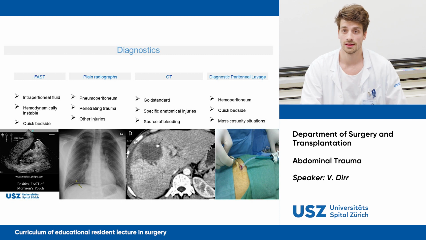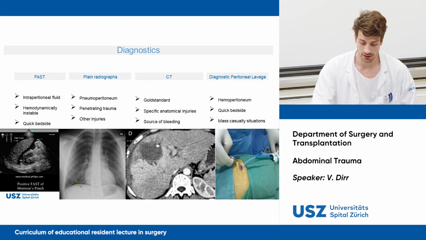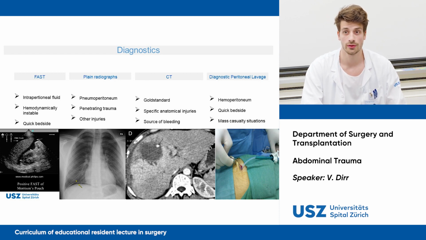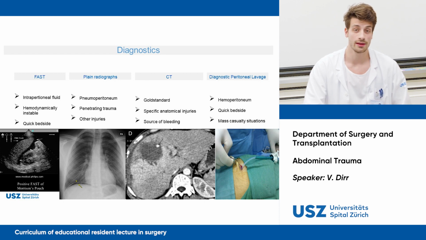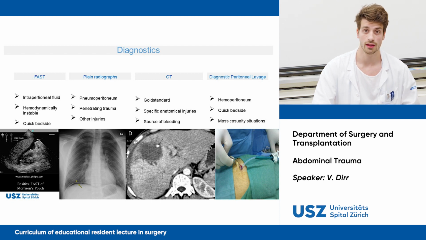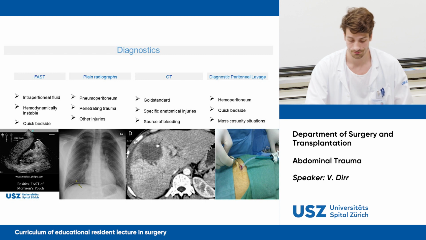So another thing is the diagnostic peritoneal lavage. It's considered an obsolete tool today, where you can detect hemoperitoneum. It's quick, maybe doable at bedside, and might be helpful in mass casualty situations. So what we do is we put in a catheter and inject some fluid, and what we drain afterwards might be reddish or even blood, so it can indicate a hemoperitoneum.